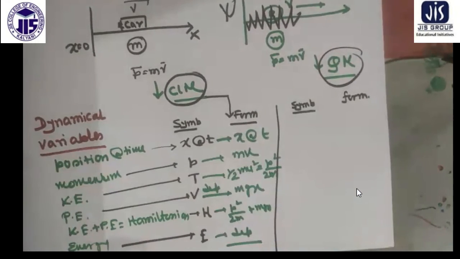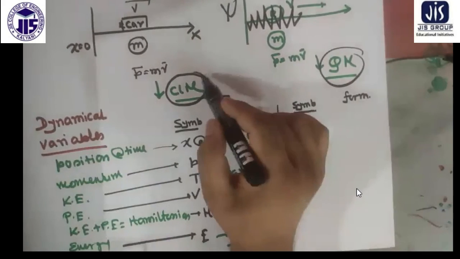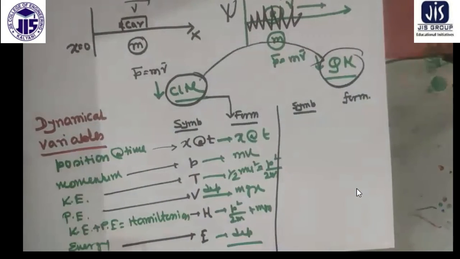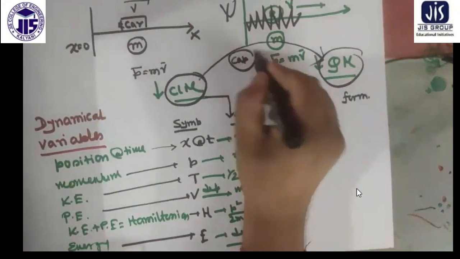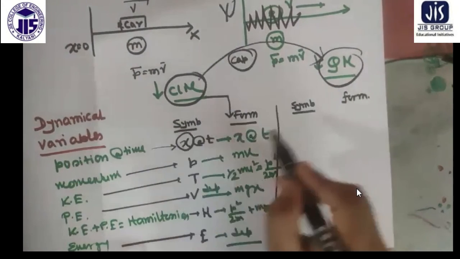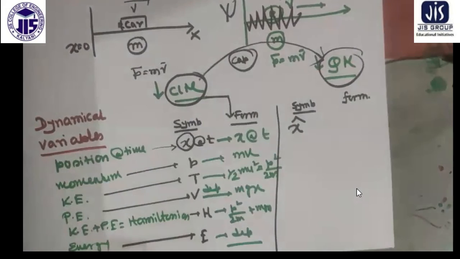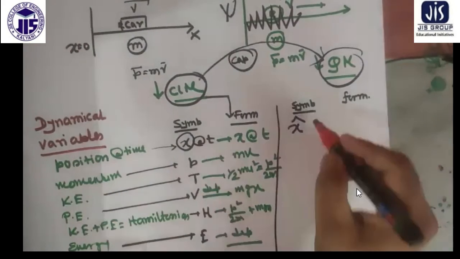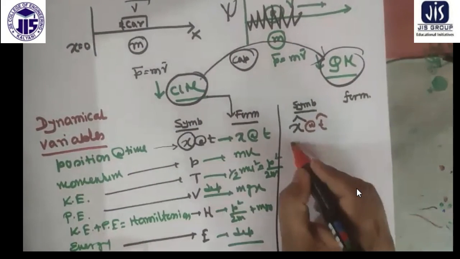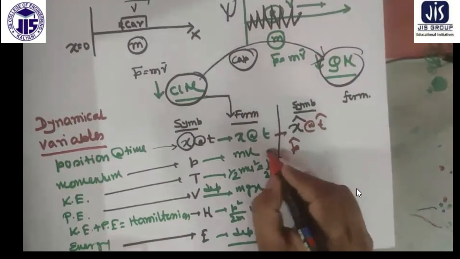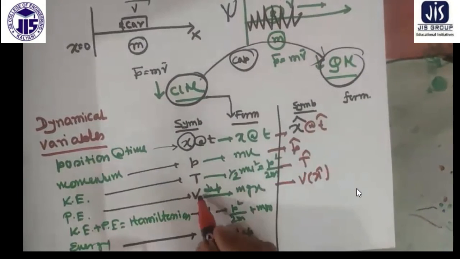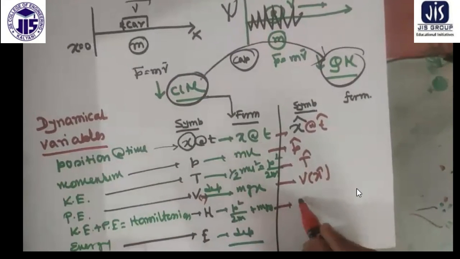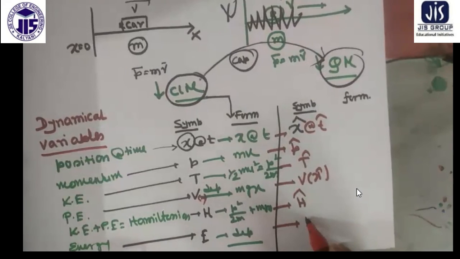If I now change these in the quantum mechanical way, you are making a jump from the classical to the quantum world. Classical world means big world, quantum means small world. So what you do, you go to the market and get a cap for yourself. For every classical symbol, you put a cap, so it becomes a quantum operator. So x will become x cap, p will become p cap, t will become t cap. V will become V(x) cap, because potential energy is usually a function of x, and kinetic energy is a function of velocity. H becomes H cap.